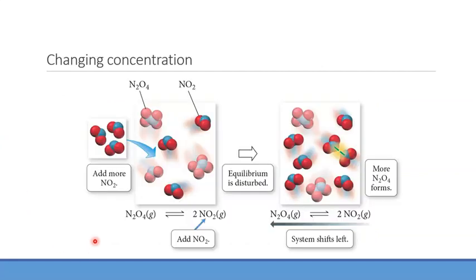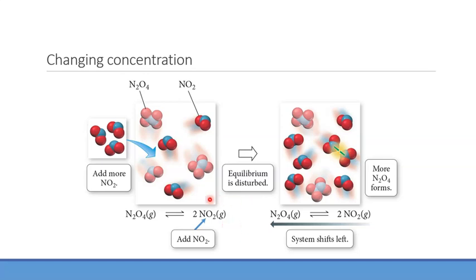So let's look at the effect of changing concentration first. In this scenario, we have N2O4 in equilibrium with NO2. If you add more nitrogen dioxide, which in this case is the product, then we see the system shifting to the left. Well, why is that? We've disturbed the equilibrium by increasing the amount of product. You can think of this as having changed the reaction quotient, so we're not at equilibrium anymore.